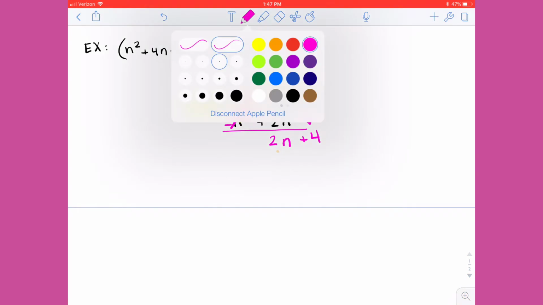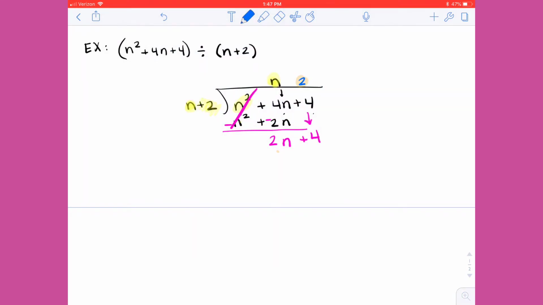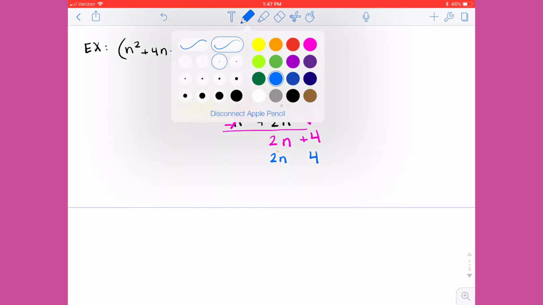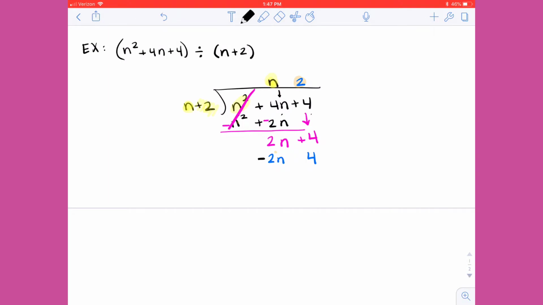Well, a 2, so I'll do that in blue. 2 times n will give me 2n. 2 times 2 will give me 4. And I want to subtract everything, so minus and minus. 2n minus 2n goes away. 4 minus 4 goes away. So I have a remainder of 0.